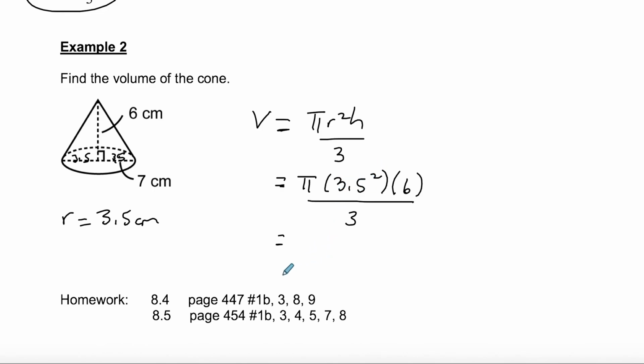So in the numerator, when I multiply all those together, I got 230.91 divided by 3. So I ended up with 76.97 centimeters cubed for the volume.